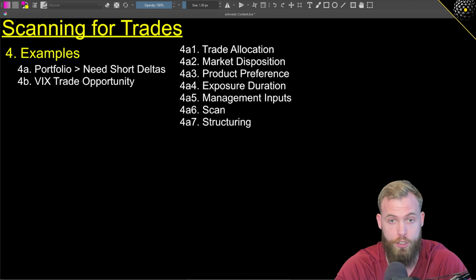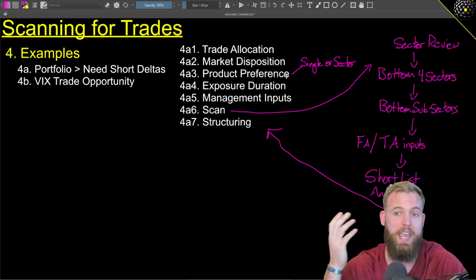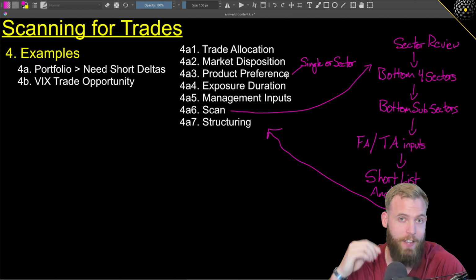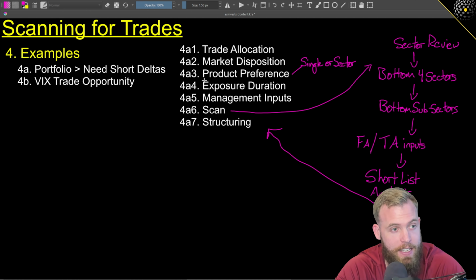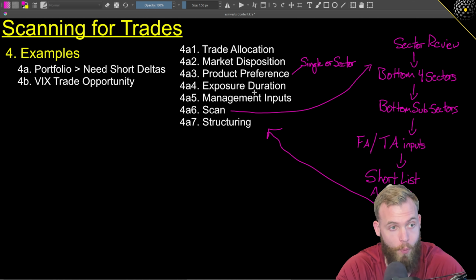Then we go through the product preferences. This can be anything from, do I want to fade a specific stock? Do I want to fade a sector? Do I have anything that I'm leaning towards right now based on current market conditions? We already know we need to define what exposure duration we're looking for. So in this example, let's say we're going to give a trade $20,000. Market disposition is bearish. Product preference, single or sector, I'm open to either.